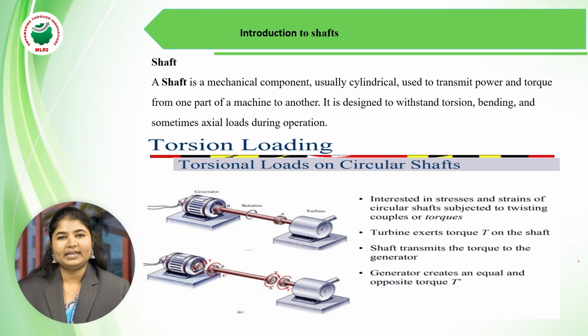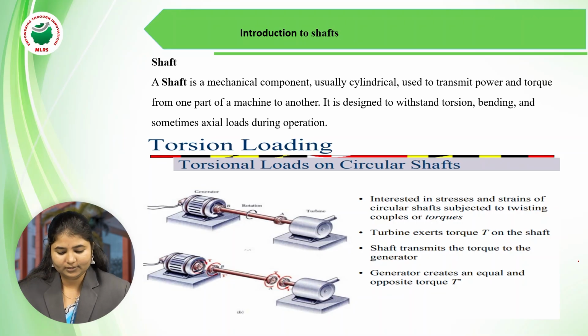Shaft. A shaft is a mechanical component, usually in the shape of a cylinder, used to transmit power and torque from one part of a machine to another. It is designed to withstand torsion, bending and sometimes axial loads during operation. For example, if you are riding a bicycle, the power is generated from our legs to the shaft, and then the shaft and the cycle chain generate the power, and the cycle moves to the front side. This is an example.